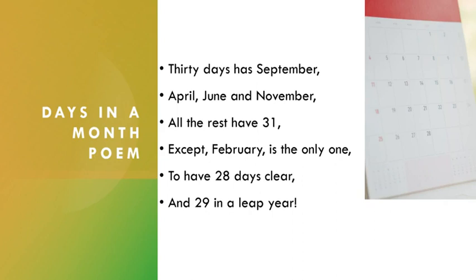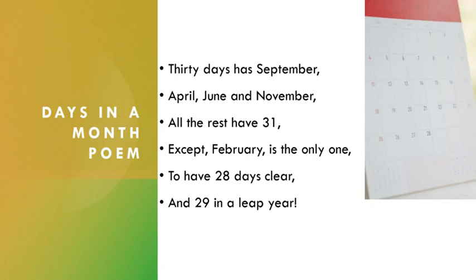One is this poem. 30 days has September, April, June, and November. All the rest have 31, except February is the only one to have 28 days clear and 29 in a leap year. In other words, September, April, June, and November have 30 days. February has 28 days, and in a leap year has 29 days, and all the rest have 31.